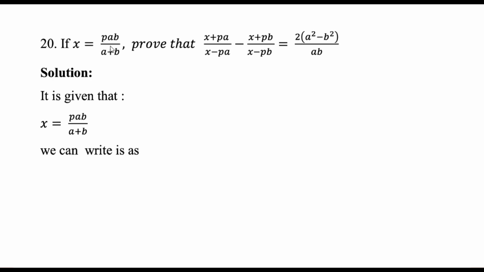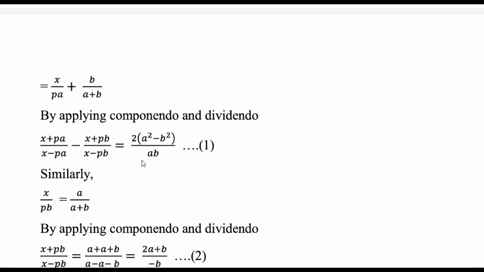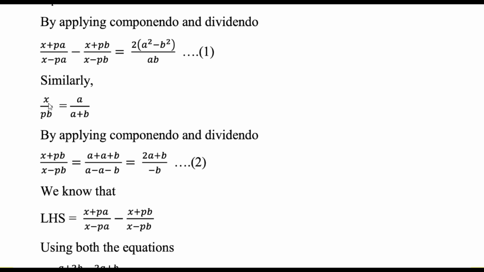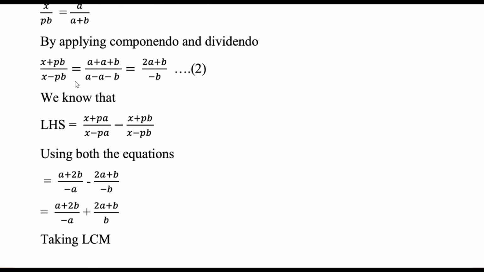If x is equal to pab divided by a plus b, prove that this one minus this one is equal to this one. So first I will write this. After that x by pa equals b divided by a plus b, applying componendo and dividendo and make it equation number 1. Similarly, write x by pb is equal to a divided by a plus b, applying componendo and dividendo and make it equation number 2.